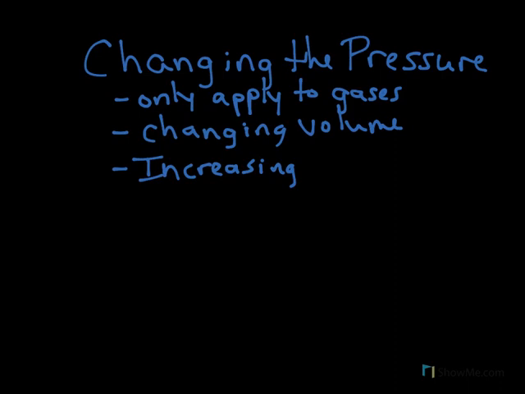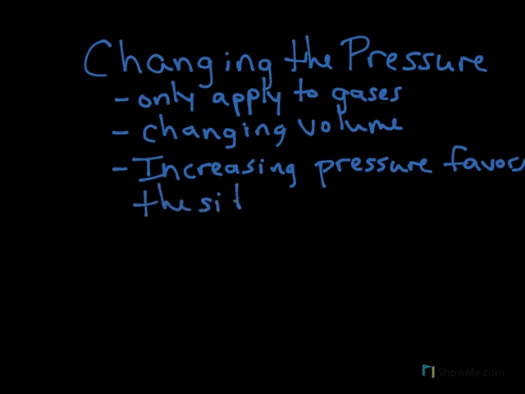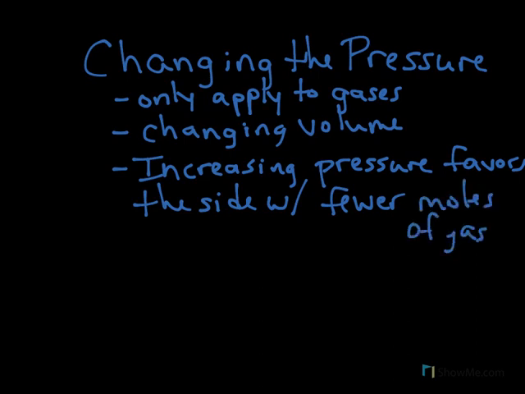So one way to offset an increase in pressure is to have fewer gaseous particles. So increasing the pressure actually favors the side of the reaction with fewer gaseous, fewer moles of gas. Let's word it that way. With fewer moles of gas.